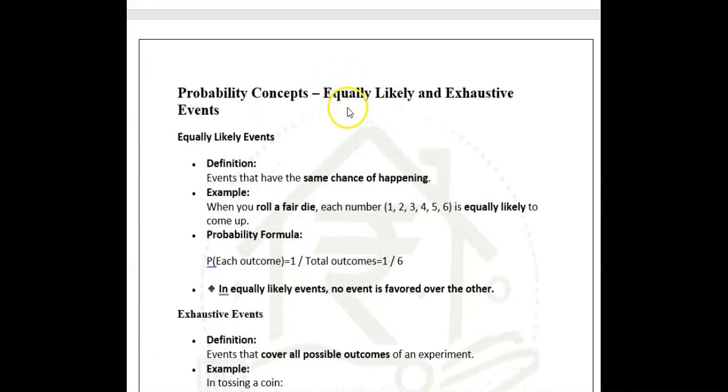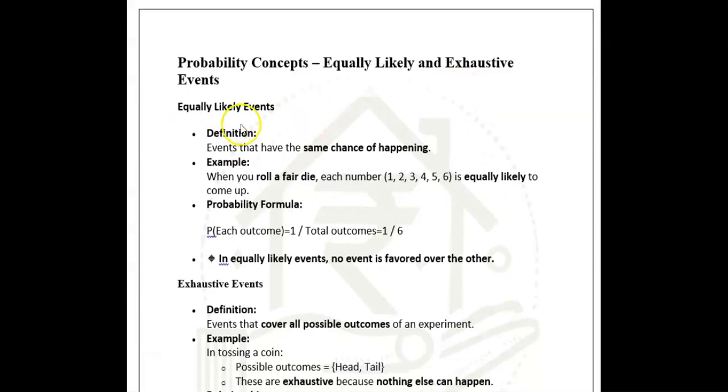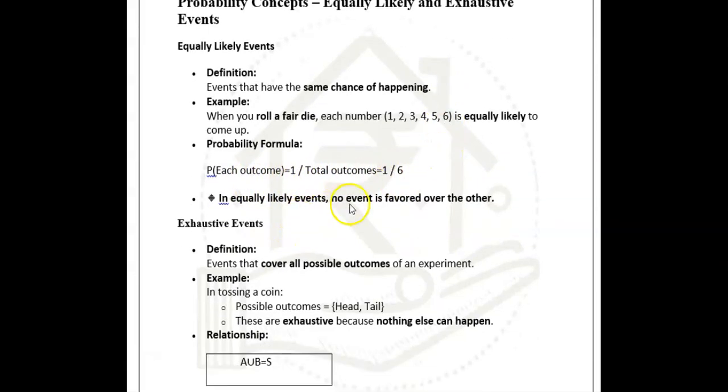Probability concept: equally likely and exhaustive events. Equally likely events. Definition: events that have the same chance of happening. Example, when you roll a fair die, each number 1, 2, 3, 4, 5, 6 is equally likely to come up. Probability formula: P of each outcome is 1 by total outcomes, 1 by 6. In equally likely events, no event is favored over the other.